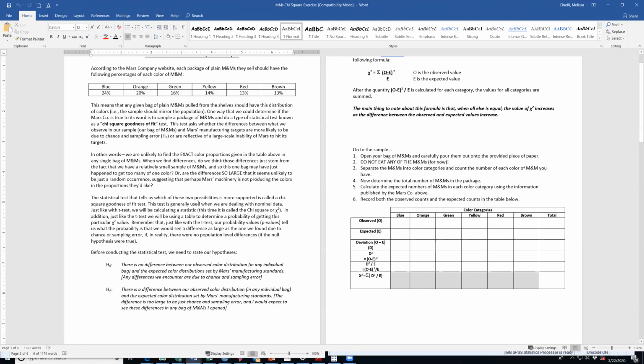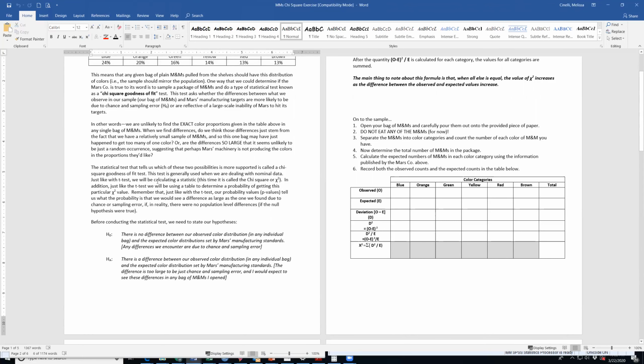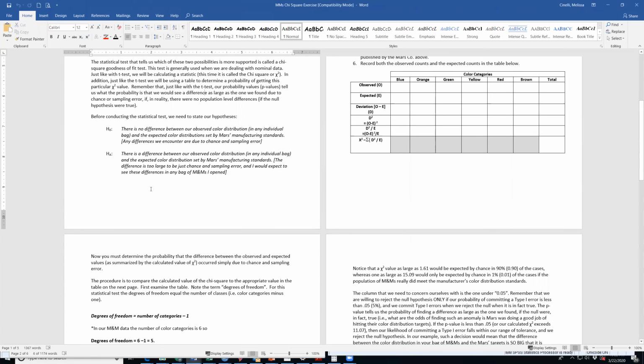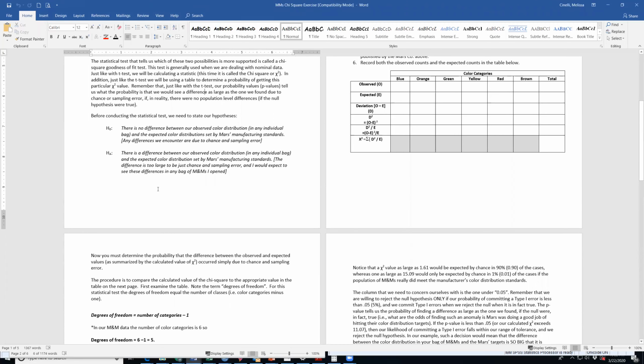Okay, so before we conduct the test, we need to state our hypotheses. Our null hypothesis is that there is no difference. With a chi-square goodness of fit test, these are always the null and alternative hypotheses. There is no difference between what we observed and what we expected. So there's no difference between our observed color distribution in any individual bag and the expected color distribution set by Mars's manufacturing standards.